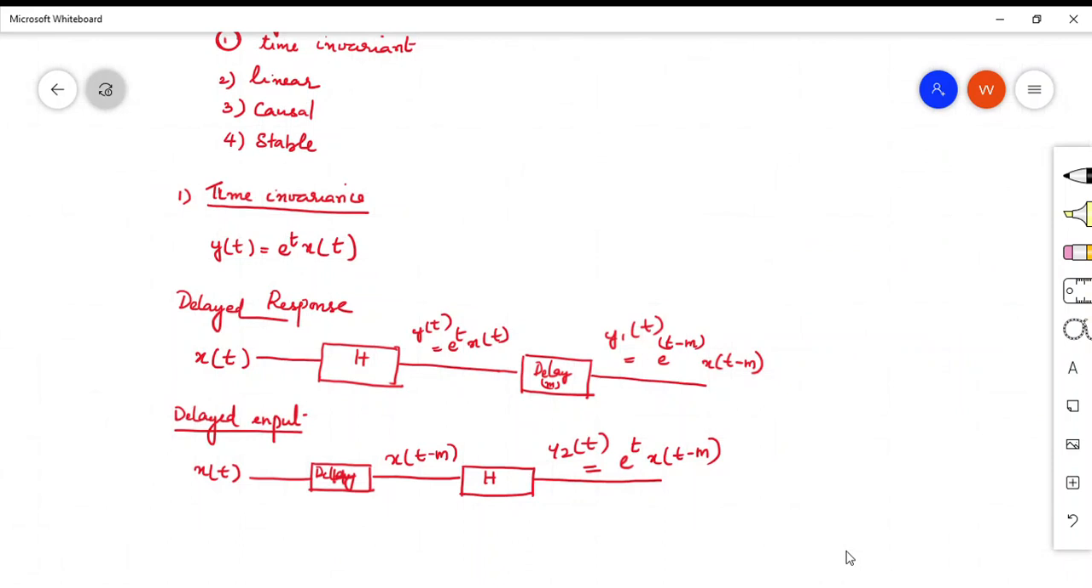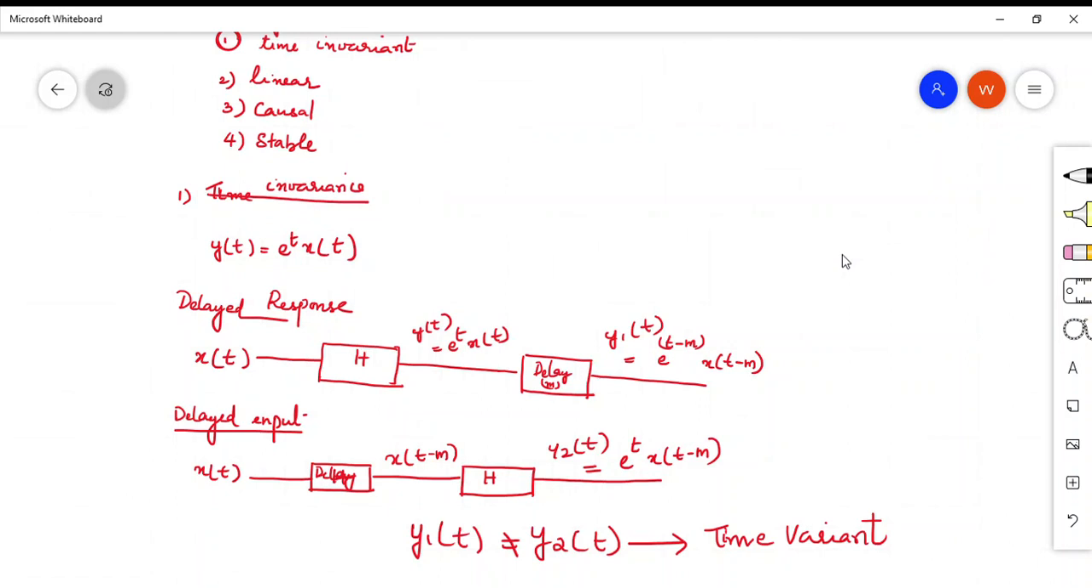I'll write it here. So y1 of t is not equal to y2 of t. Therefore, your system is time variant. This is how you check whether the system is time invariant or not. First you have to find the delayed response, then you have to find the delayed input. If both of these come out equal, then it is time invariant, otherwise time variant.